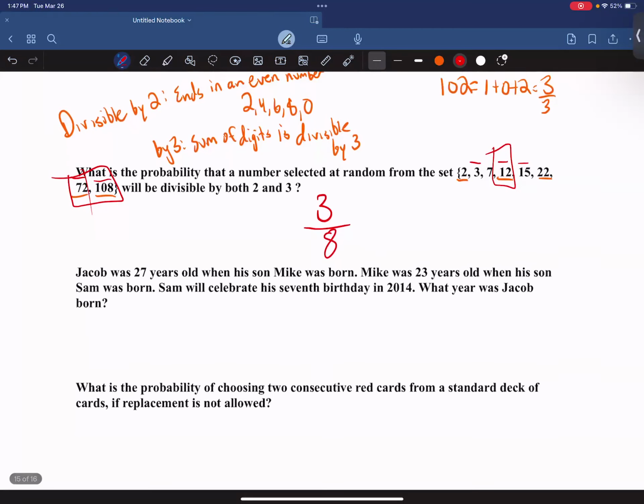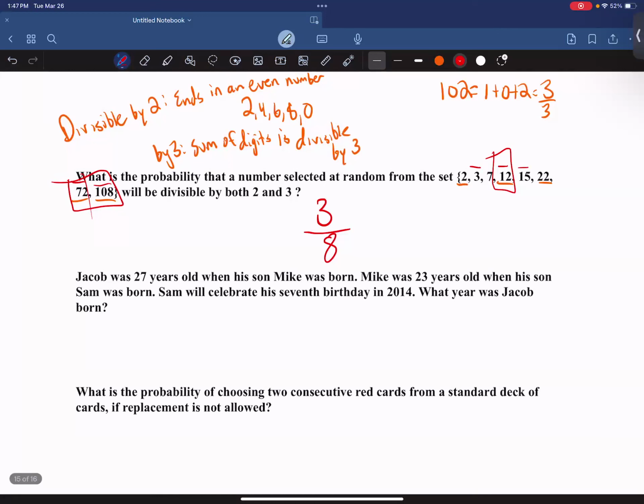Okay, Jacob was 27 years old when his son Mike was born. Mike was 23 years old when his son Sam was born. Sam will celebrate his 7th birthday in 2014. What year was Jacob born? Well, we don't know what year Sam was born, but we know that his 7th birthday is in 2014. We know that Mike was 23 when Sam was born, and we know Jacob was 27 when Mike was born.